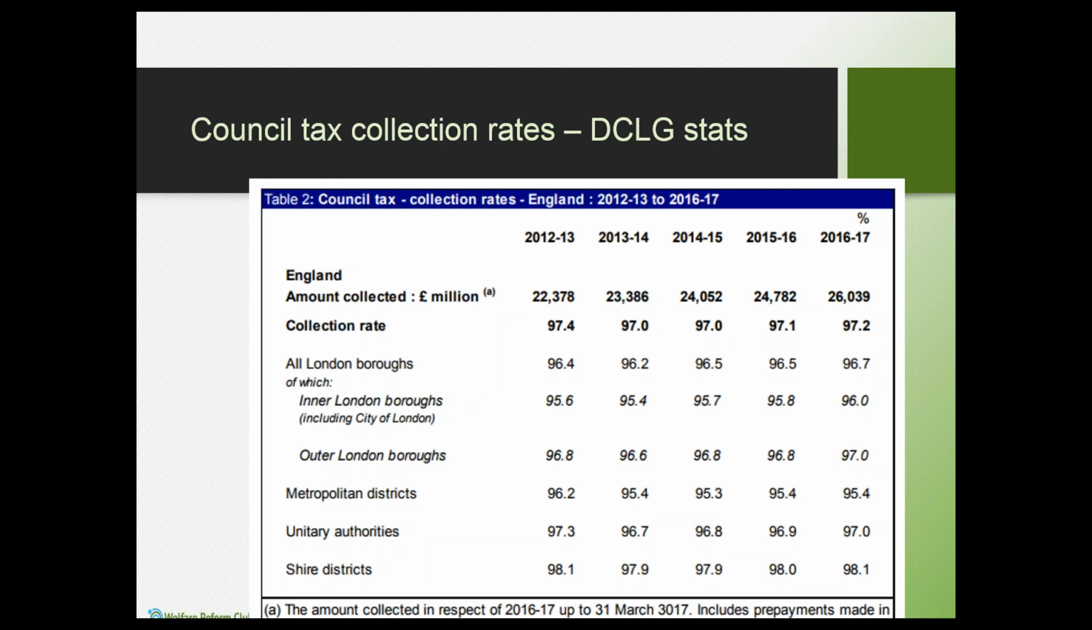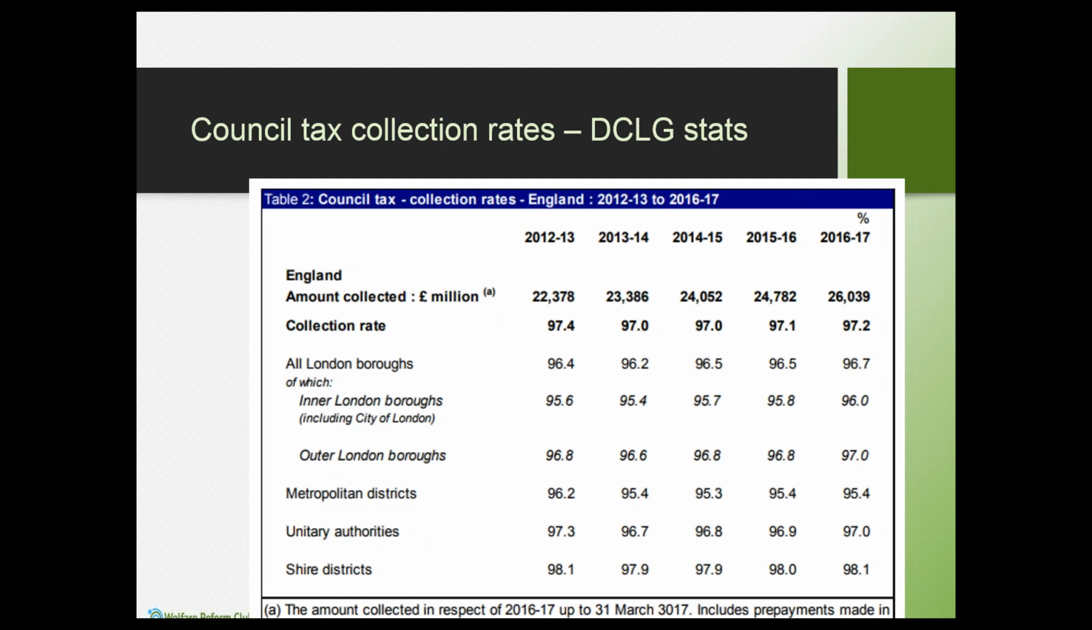I mean, at the bottom, for example, Shire districts, 98.1 in 2012-13, gone down a bit, but now back to 98.1. Now, these figures might hide a multitude of things which you can talk about more eloquently than I can, but just looking at these bald statistics, it does seem that collection rates have held up reasonably well.